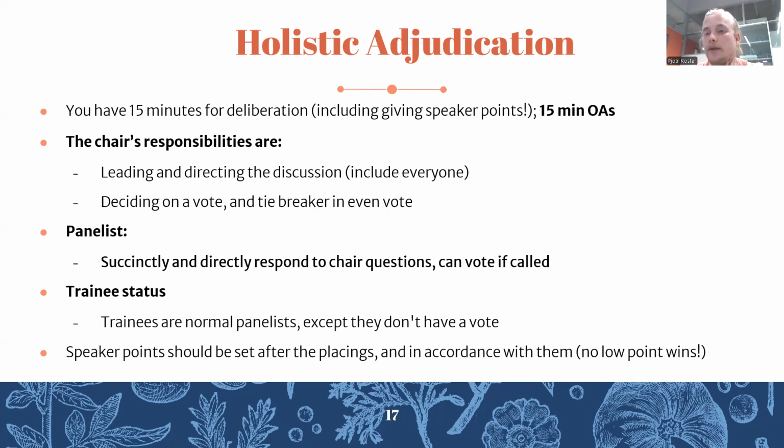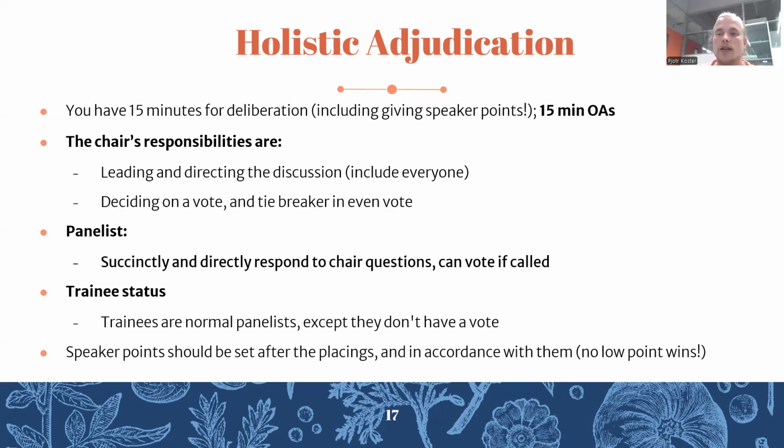After that, you have a 15-minute oral adjudication, or 15-minute OA, in which you can give explanations to teams of the call, what the results were, and how everyone did. The chair's responsibility in this context is to lead and direct the discussion. This also means that you should include everyone in the panel, including trainees, and make sure that they have had their say or the opportunity to speak up.